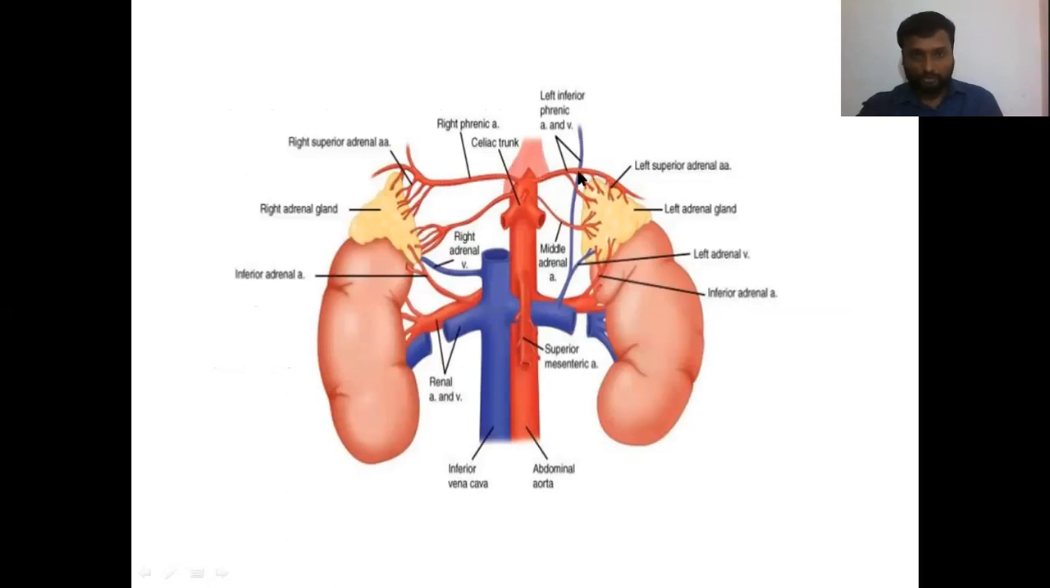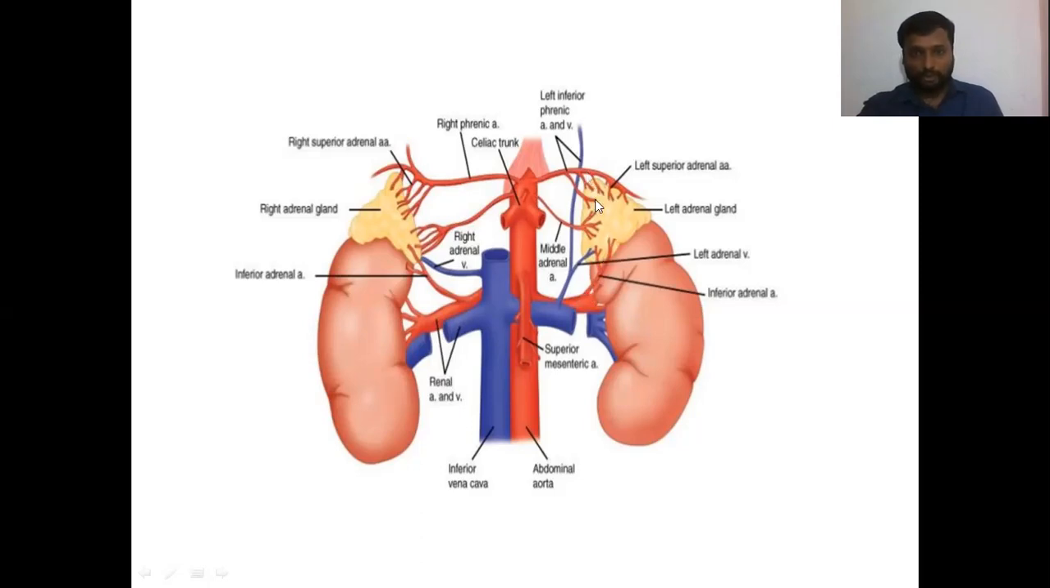So the first branch, superior suprarenal, arises from this inferior phrenic artery and supplies this suprarenal. Then the middle suprarenal artery, see, this one, arises directly from this abdominal aorta. Then the inferior suprarenal artery arises from this renal artery. See, this is the renal artery going to the kidney. From that artery comes this inferior suprarenal.